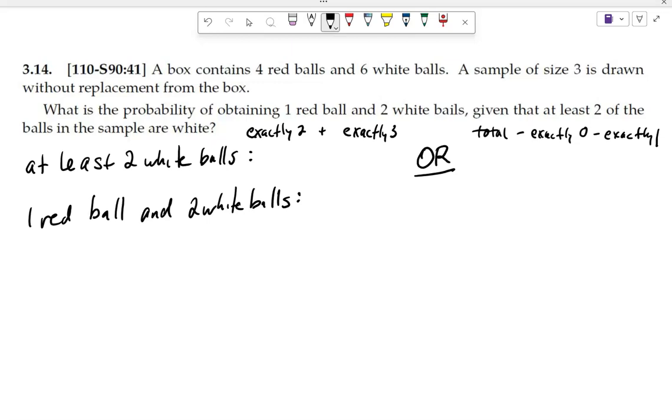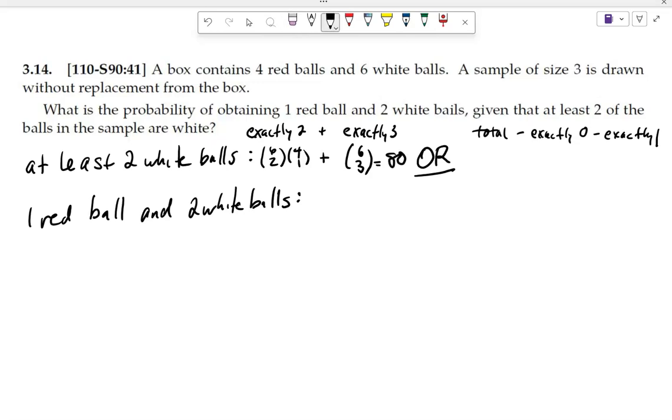How many ways are there to draw exactly 2? 6 choose 2, 4 choose 1. How many ways are there to choose exactly 3? 6 choose 3. 6 choose 2 is 15 times 4 is 60. 6 choose 3 is 20. So we should get 80. Did I do that right? It was hard arithmetic in my head. All right. Everybody get 80 for the total? Or do we understand why we get 80 for the total?